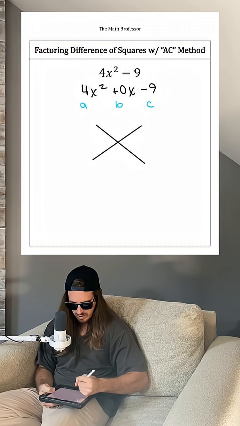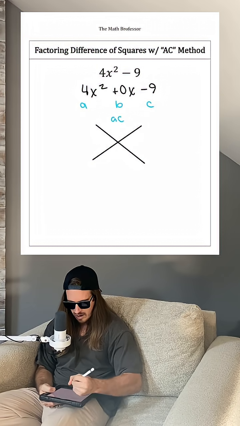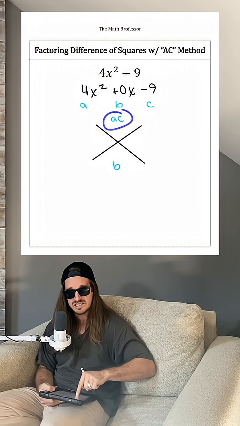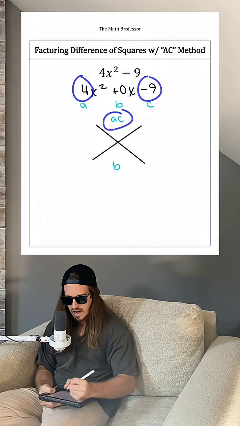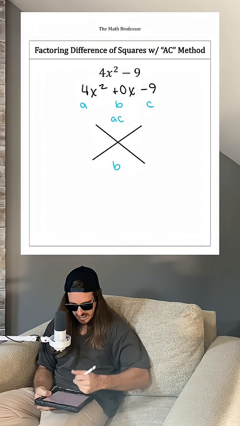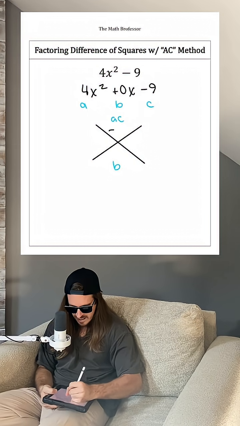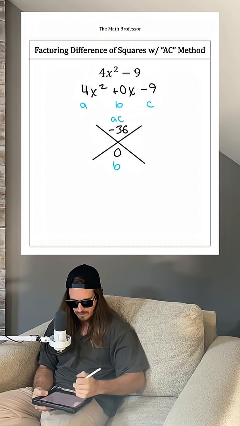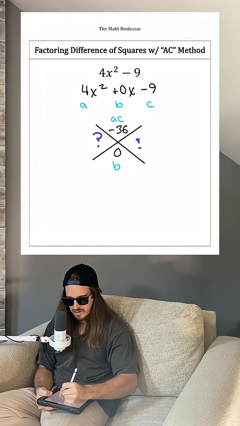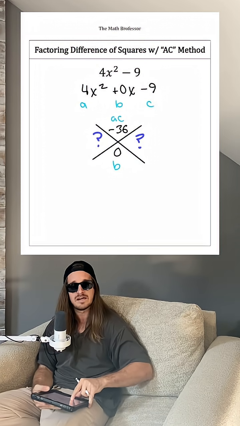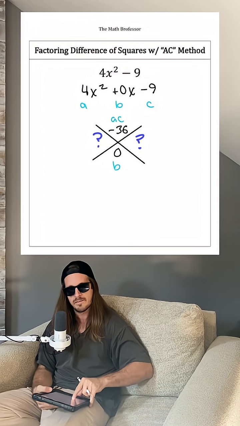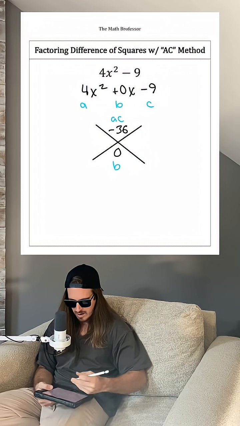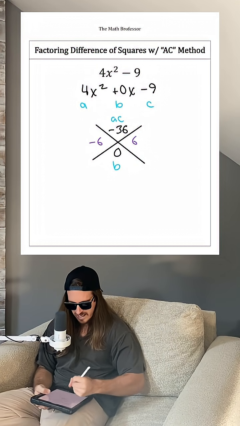We draw a large X, we put AC on top and B on the bottom. Now AC means A times C, and here that is 4 times -9. 4 times -9 is -36, that goes up top, and we put our B term, which is 0, on the bottom. We want two numbers that have a product of -36, but also have a sum of 0. Can you think of those two numbers? Well, that would be -6 and 6.